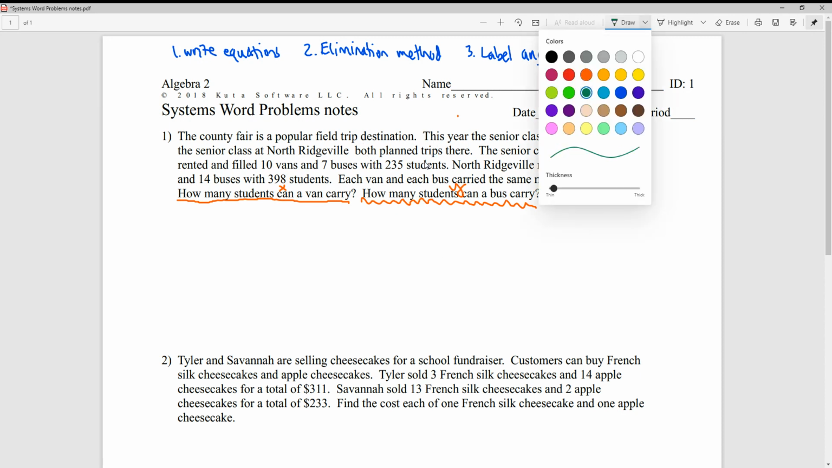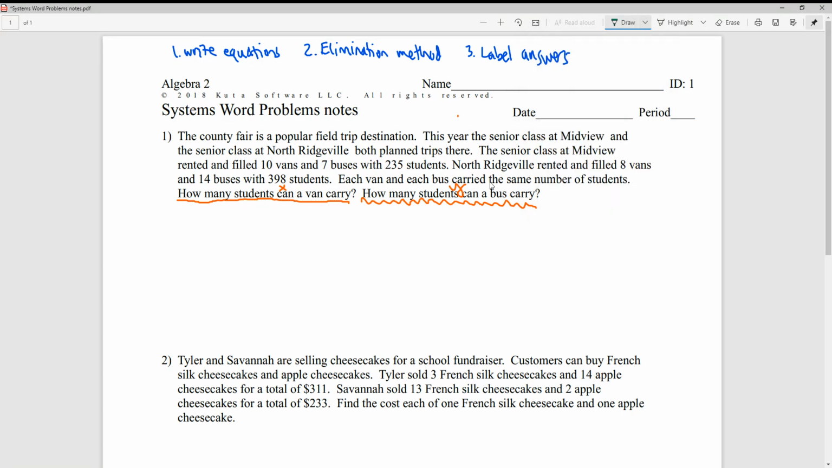So, the first two sentences are both kind of background information. Let's skip to the third sentence. The senior class at Midview rented and filled 10 vans and 7 buses with 235 students. We can make an equation out of that. I'm going to label it M for Midview. You don't have to do this labeling part, but I think it's helpful. We have 10 vans, so 10 times however many people can fit in a van, which we don't know, we call that x, plus 7 buses, which is 7 times how many people fit in a bus, we don't know that, we're calling it y. And our grand total of students on those 10 vans and 7 buses is 235, so equals 235.